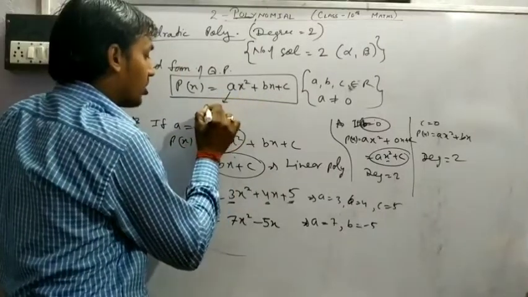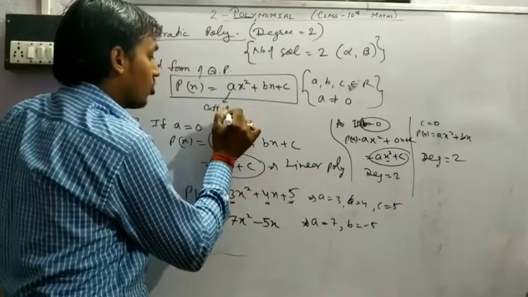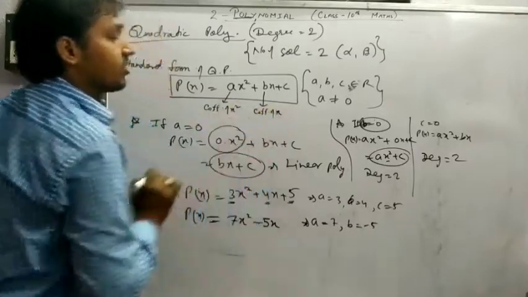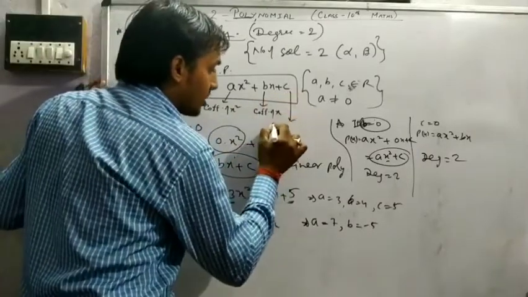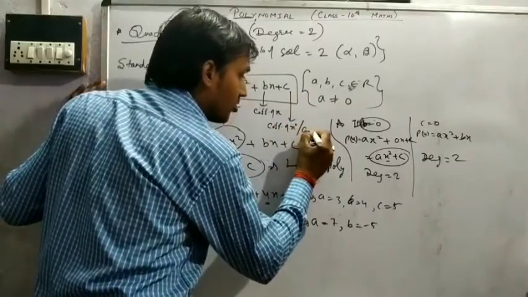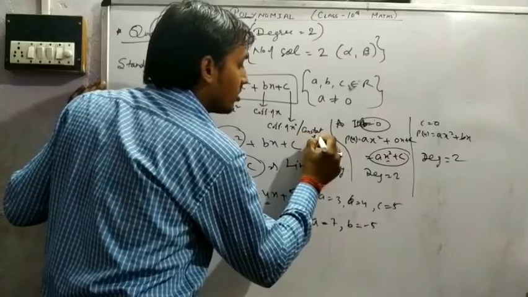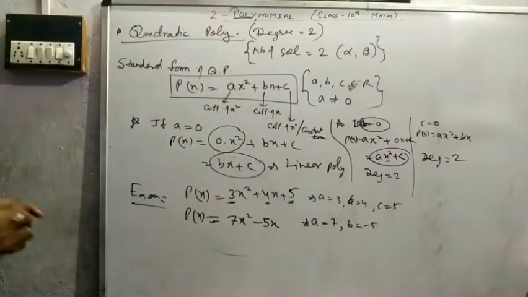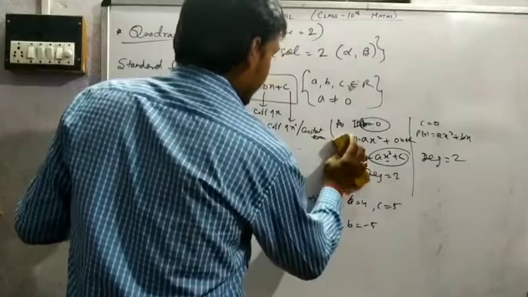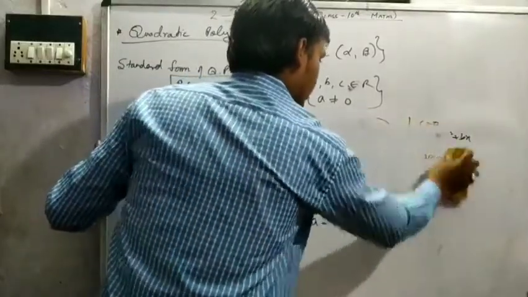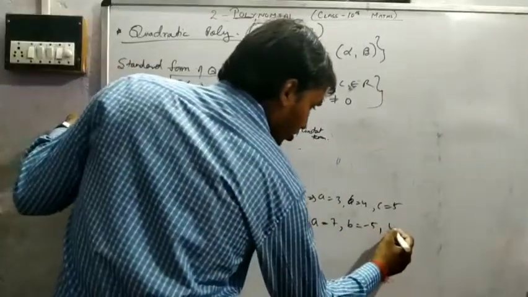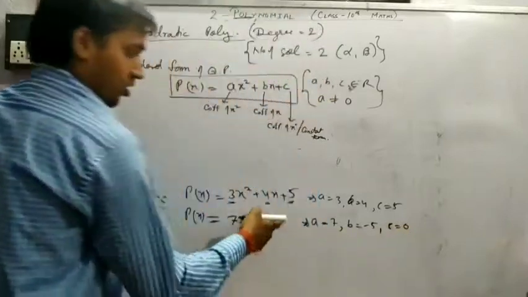What is c? A is the coefficient of x square, b is the coefficient of x, and c is the coefficient of x to the power 0, or the constant term. Take one more example to explain. Here c is equal to 0 because the constant term is 0.